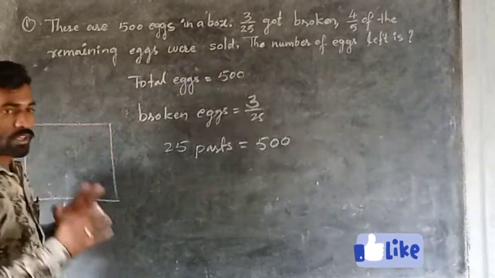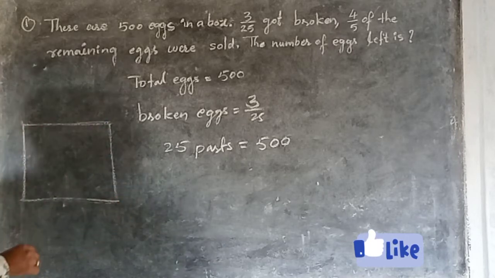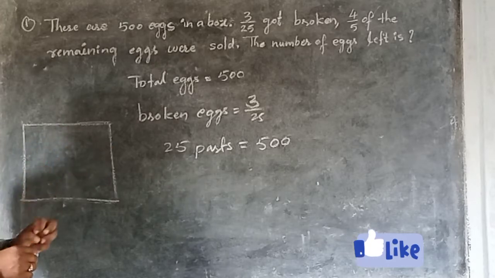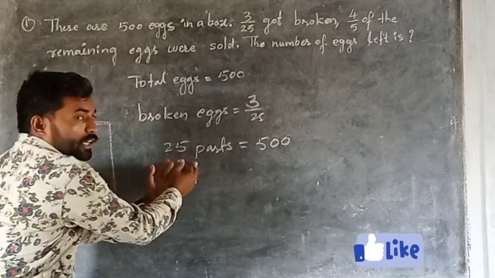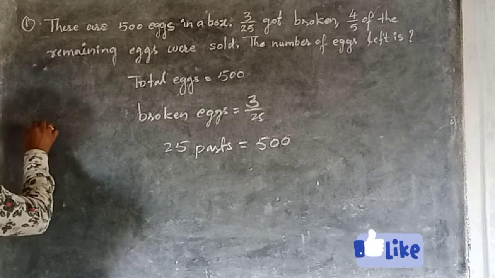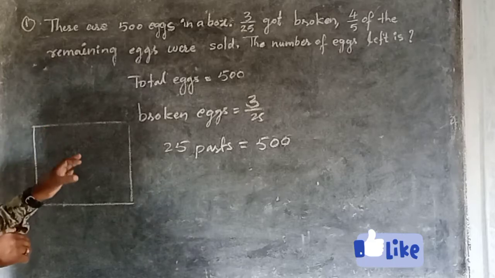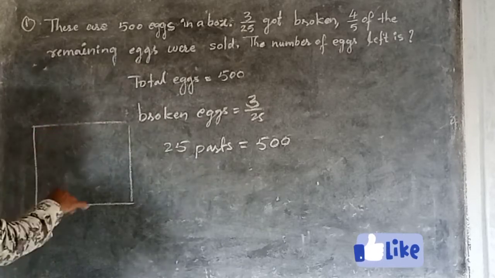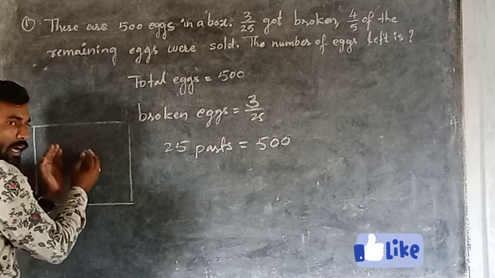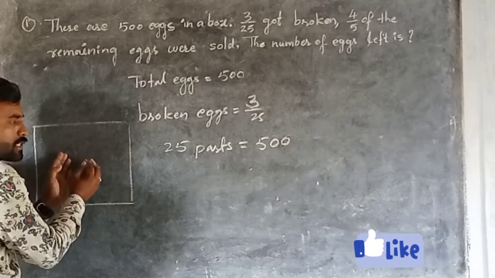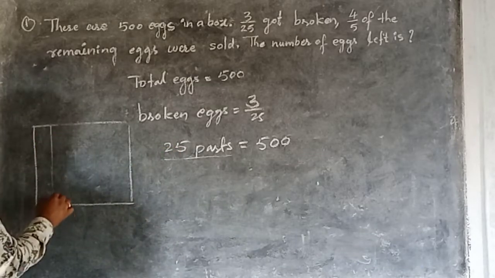So listen, according to the question, he has given a box. In this box, how many eggs are there? 500 eggs are there. That means these 500 eggs are equal to 25 parts. Okay, this is a box. In this box 500 eggs are there. This box is divided into how many parts? 25 parts. Okay, I am dividing into 25 parts.